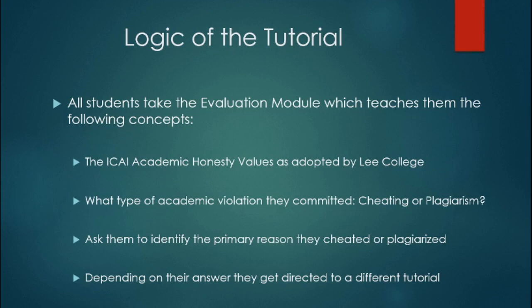Then, depending on the answer, they get a separate set of reasons for doing it. So we ask them to identify the primary reason they cheated or plagiarized. Depending on their answer, they get directed to a different tutorial. We have about 20 different reasons why someone might cheat or plagiarize, but they're separate questions for cheating and plagiarizing.